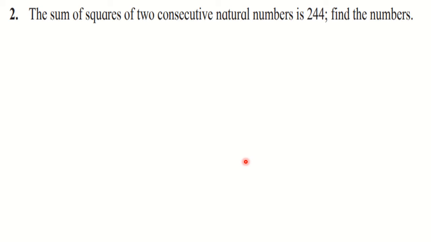Next, question number 2. The sum of squares of two consecutive natural numbers is 244. Find the numbers. Now there is a printing mistake here. I told you previously also. Now also I am telling you. Here it should be the word even. The sum of squares of two consecutive even natural numbers.